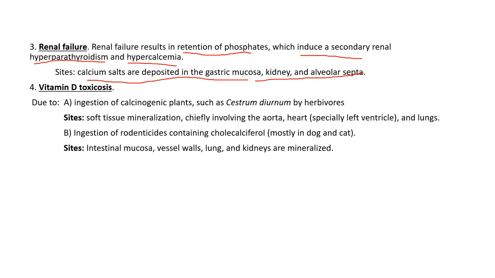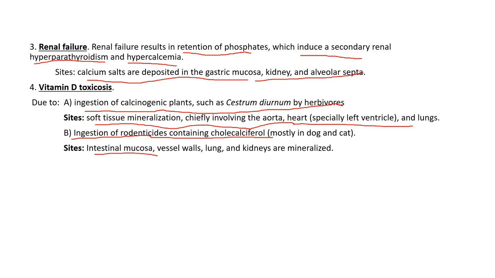Or vitamin D toxicosis due to ingestion of calcinogenic plants like Cestrum diurnum by herbivores, and usually the deposition would be into the aorta, heart, and lungs, or due to ingestion of rodenticides containing cholecalciferol, and this happens in dogs and cats. The sites will be intestinal mucosa, vessel wall, lung, and kidneys.